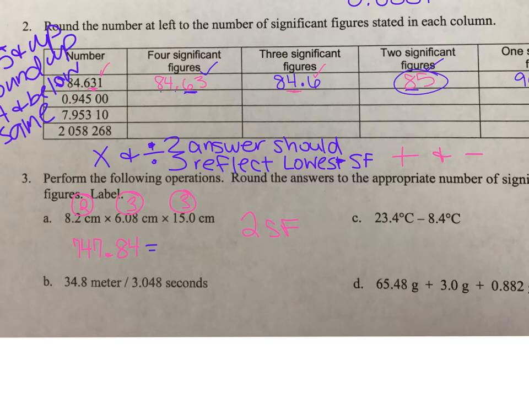Okay, so hopefully you got 750. Yes? Sweet. And then your units are going to be centimeter cubed. And I just got that from centimeter times centimeter times centimeter. Okay?